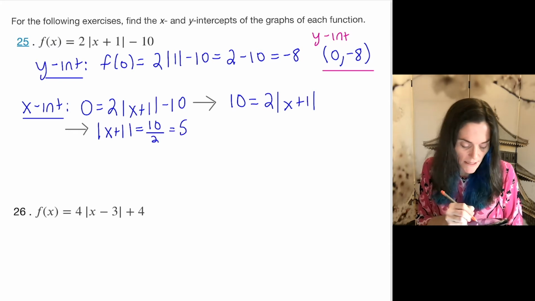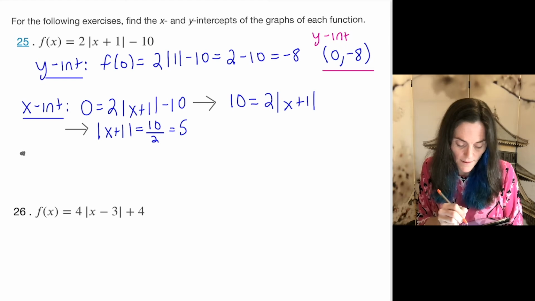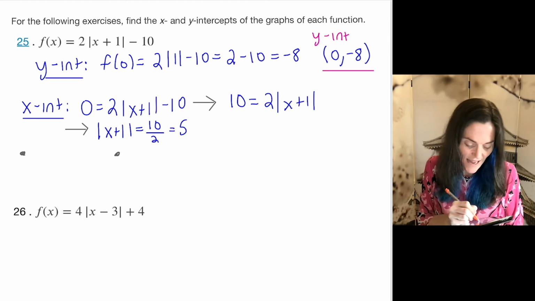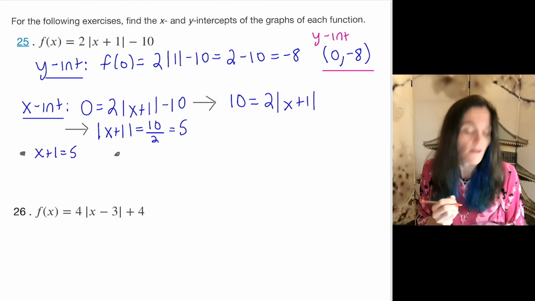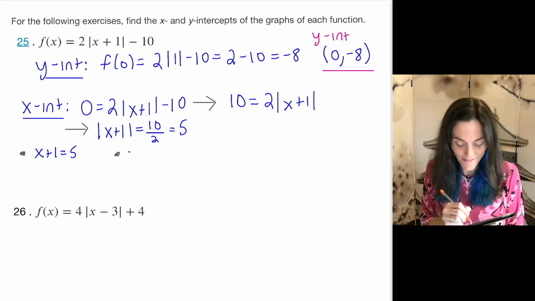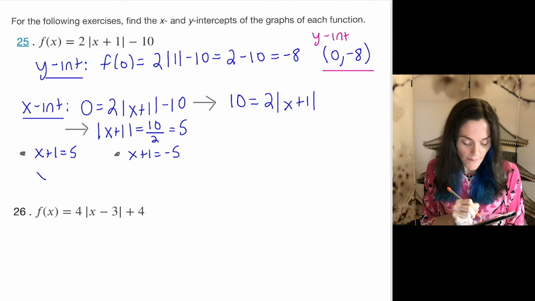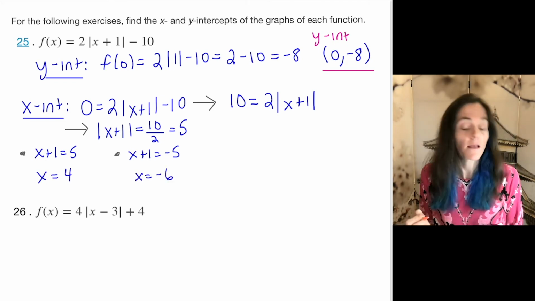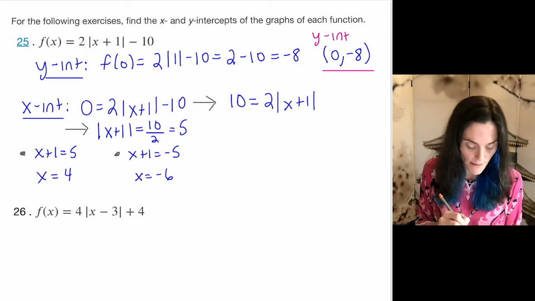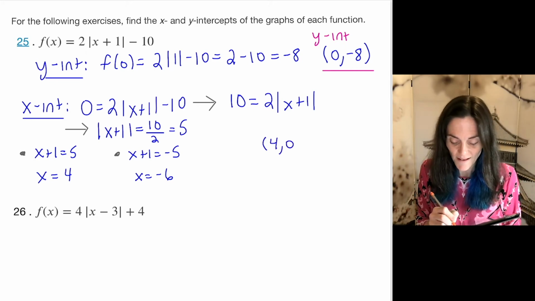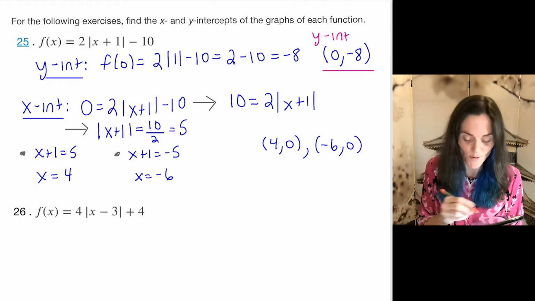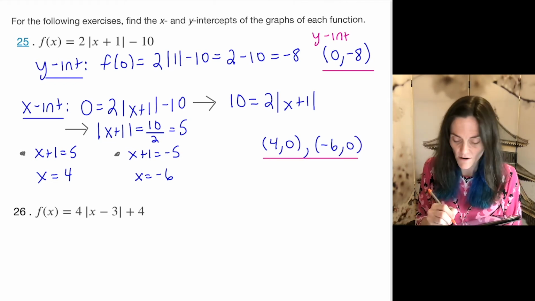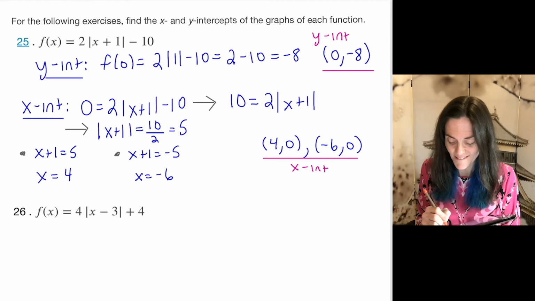Here's where I can break this into two cases. Either x plus 1 is 5, or x plus 1 is negative 5. And here we can just subtract. We get x is 4. Here we get x is negative 6. But let's write it as ordered pairs. So we have 4, 0, and we have minus 6, 0. We have two x-intercepts. These are x-intercepts.